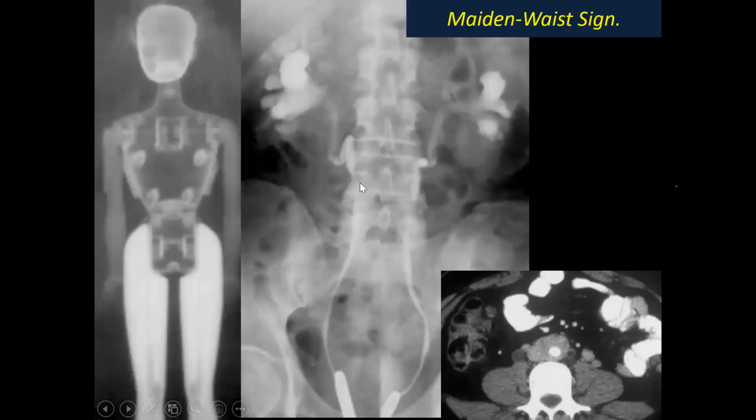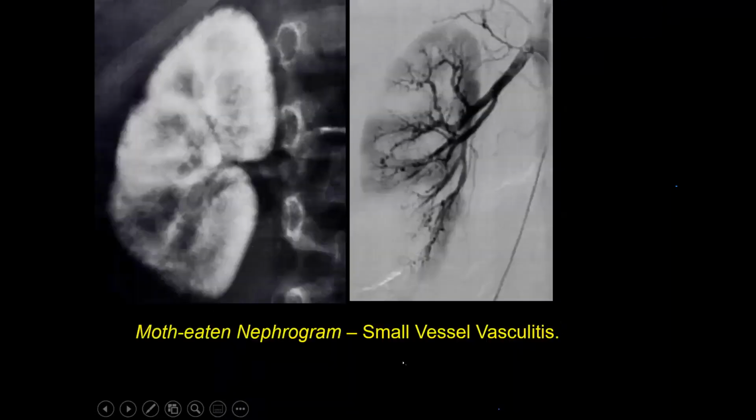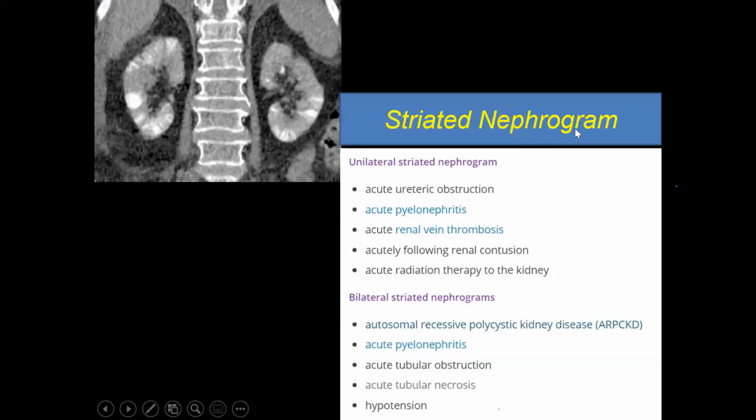Here we can see the median waist sign again, which we have discussed previously, because of the retroperitoneal fibrosis. And this is the moth-eaten appearance of the nephrogram, the conventional nephrogram, because of the small vessel vasculitis, which can be seen like this on the DSA image. This is the spotty striated nephrogram. The nephrogram should be uniform from top to bottom, on all sides. But if it is a striated nephrogram on both sides, it is important to rule out acute pyelonephritis or distal obstruction or acute tubular necrosis in these patients.